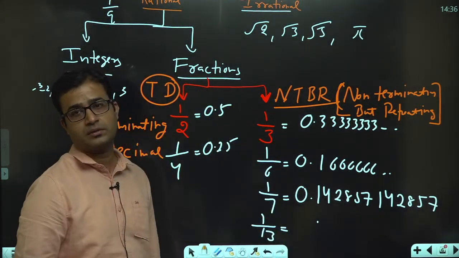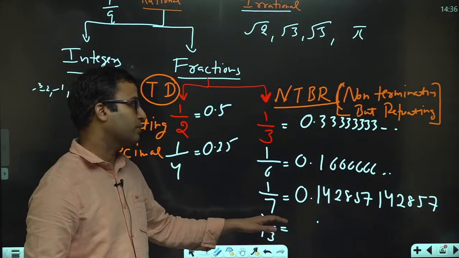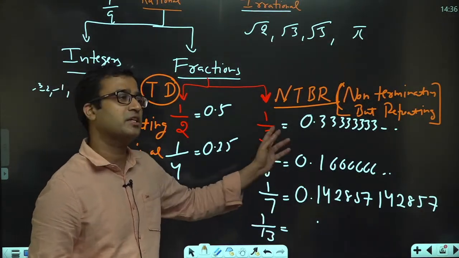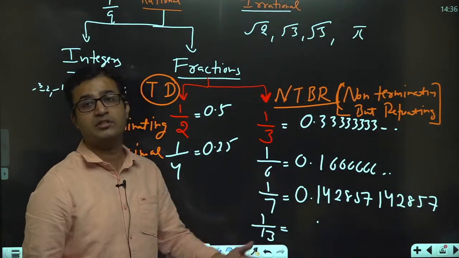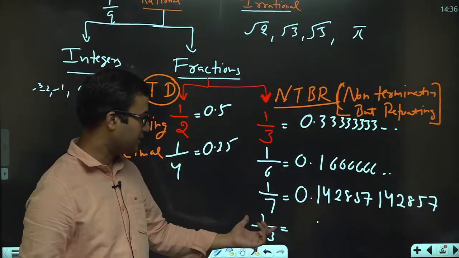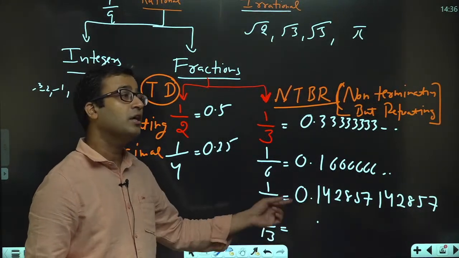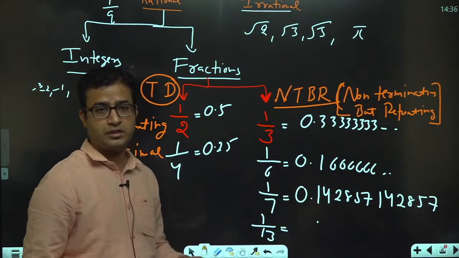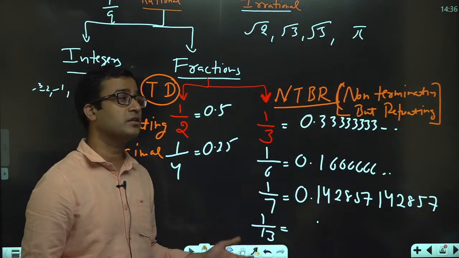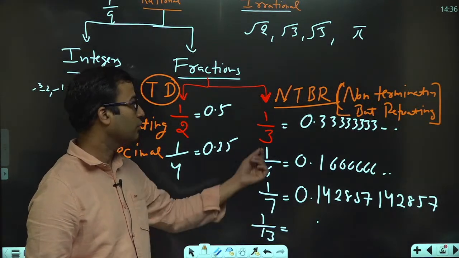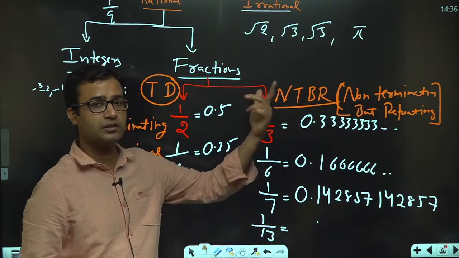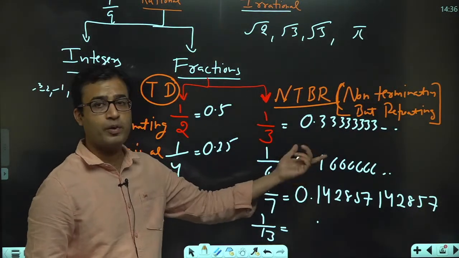No need to mug this up, but the idea is it doesn't mean there is a repetition after 1 or 2 digits. It can be repetition after 6, 10, 12 digits also. Example I am giving you: 1 by 13, you will find a repetition but after 12 digits. 1 by 19, there is a repetition after 18 digits. Okay. 1 by 3, 0.333. 1 by 6, 0.166.